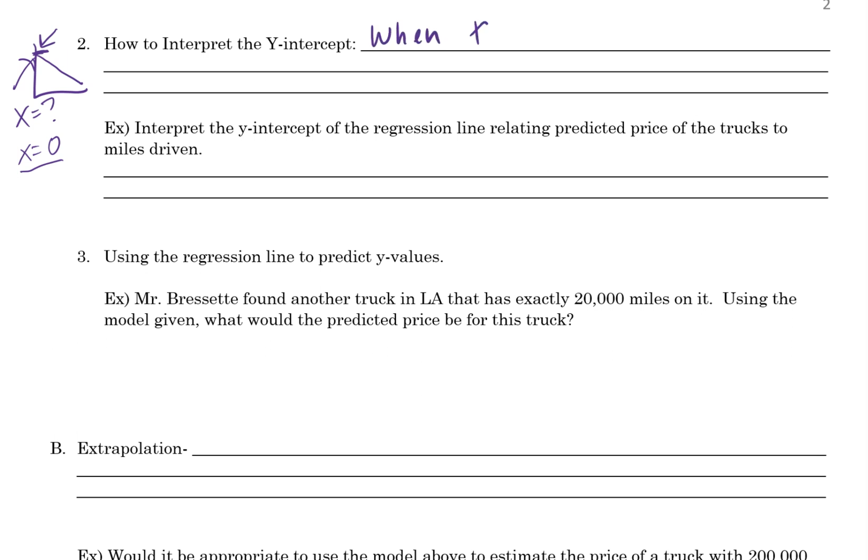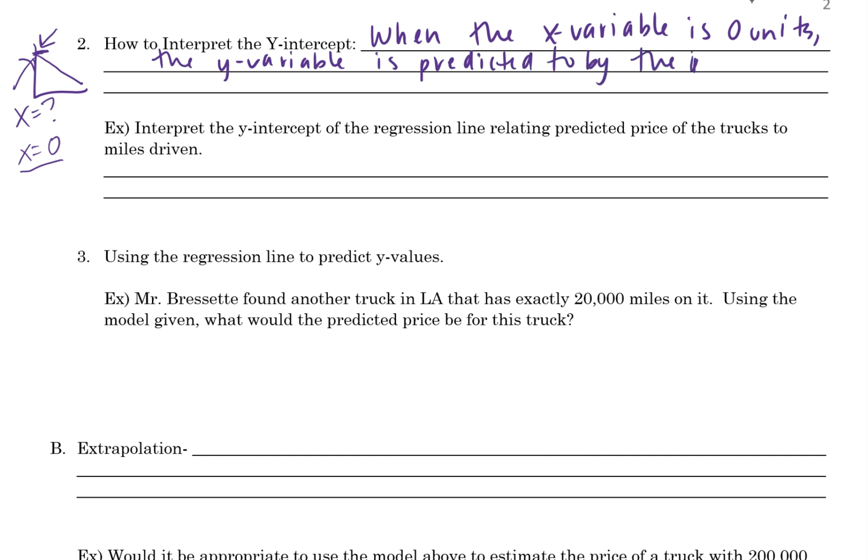So when the X variable is 0 units, the Y variable is predicted to be the y-intercept, whatever that is.